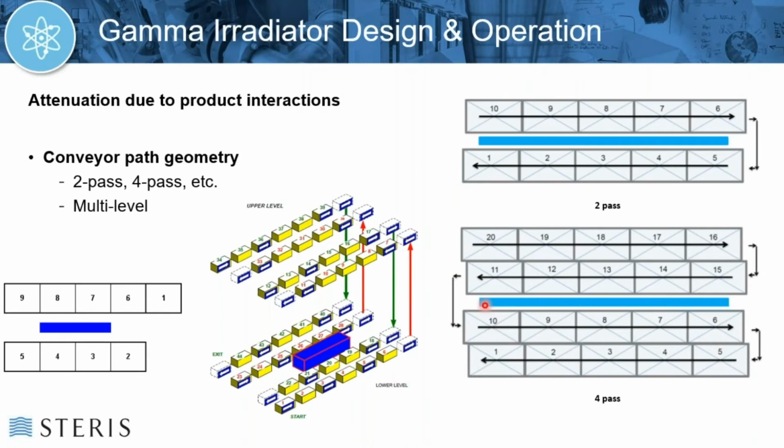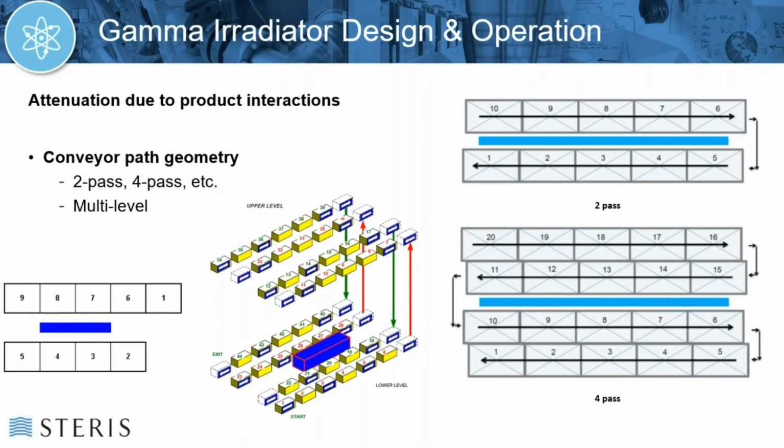Same idea here with 4 passes. And this is a really common irradiator at a lot of our facilities. There's 8 passes on this one. So you see a product come in here, go up to this level, around, next to the source rack on the top level, back down, and then it would go across and do the same thing on the other side. And then again, one in, one out in that case.